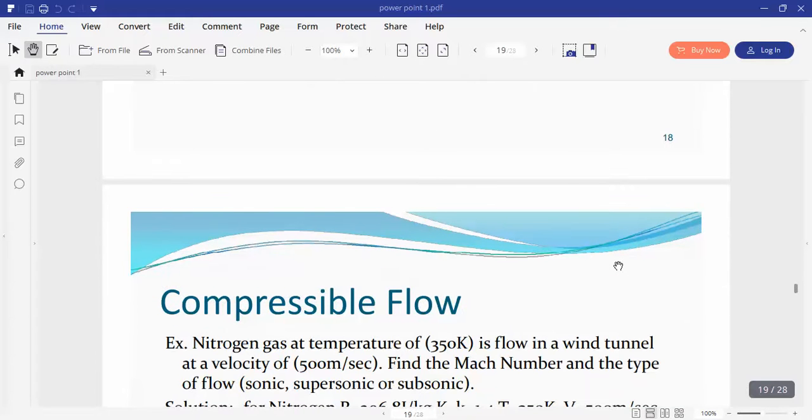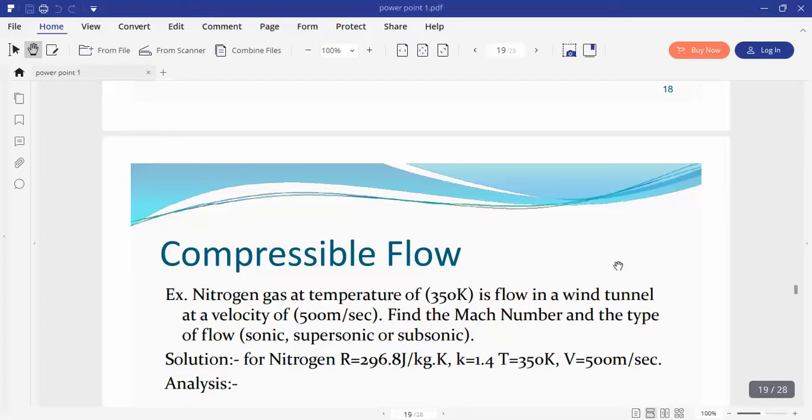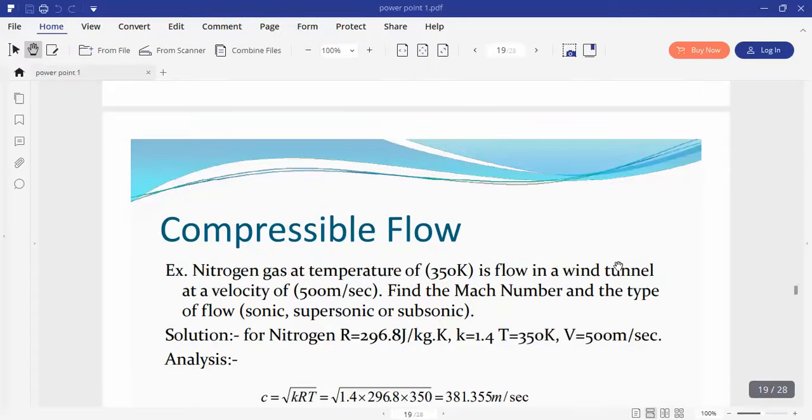Another example. Nitrogen gas at a temperature of 350 Kelvin is flowing in a wind tunnel at a velocity of 500 meters per second. Find the Mach number and the type of the flow, meaning sonic, supersonic, or subsonic, depending on the value of the Mach number.